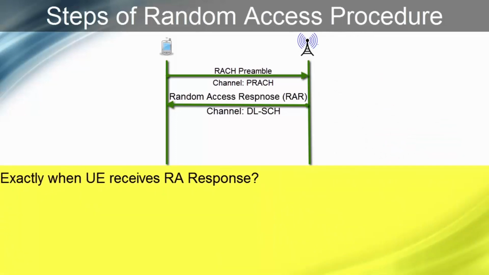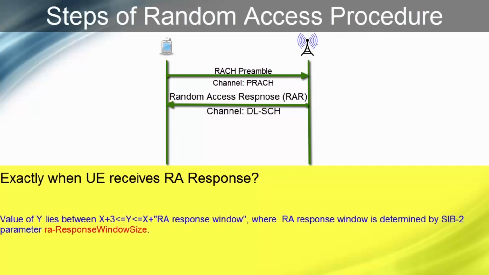If the RACH preamble is sent at time X, the UE should expect the RA response to be received within a time gap of duration Y, where the value of Y lies between X plus 3 and X plus RA response window, where the RA response window is determined by SIB2 parameter RA response window size.